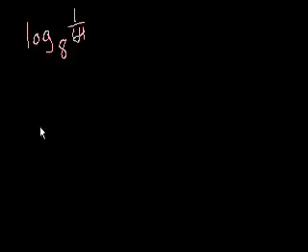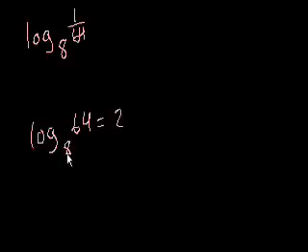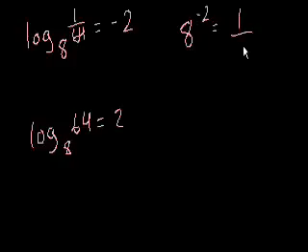Interesting. We know that log base 8 of 64 would equal 2, right? Because 8 squared is equal to 64. But 8 to what power equals 1/64? Well, we learned from the negative exponent module that that is equal to -2. Right? If you remember, 8 to the -2 power is the same thing as 1 over 8 squared, which is equal to 1/64.